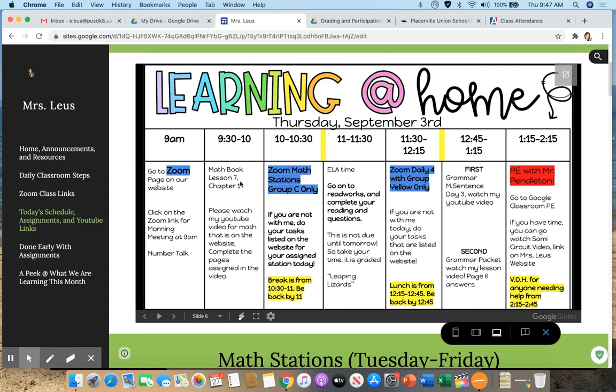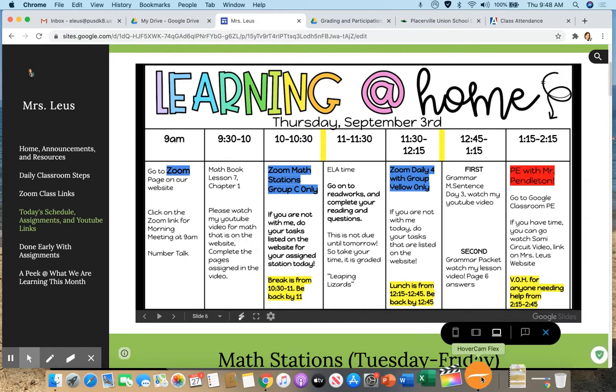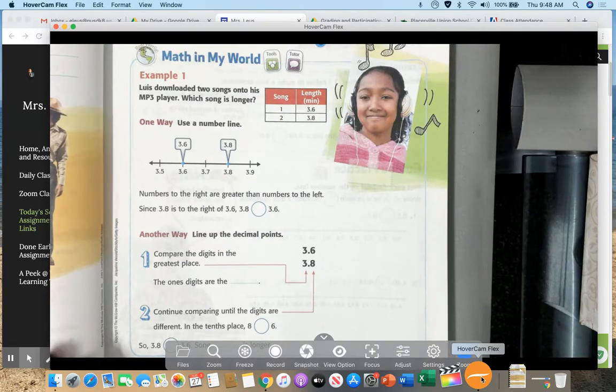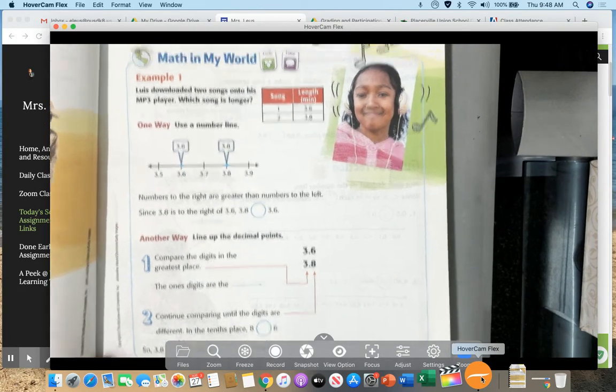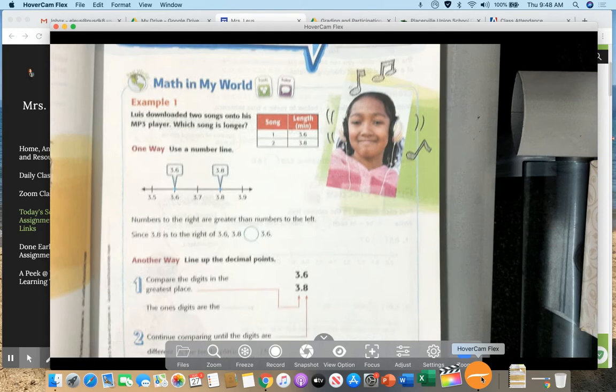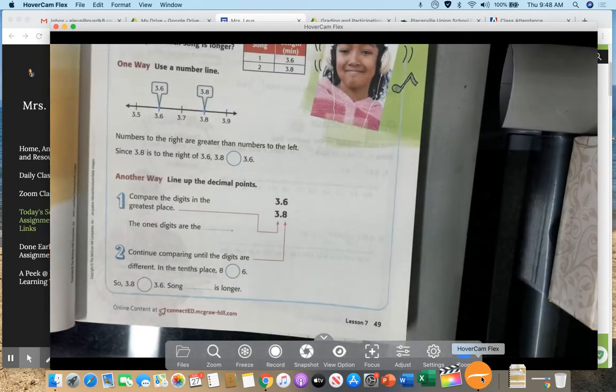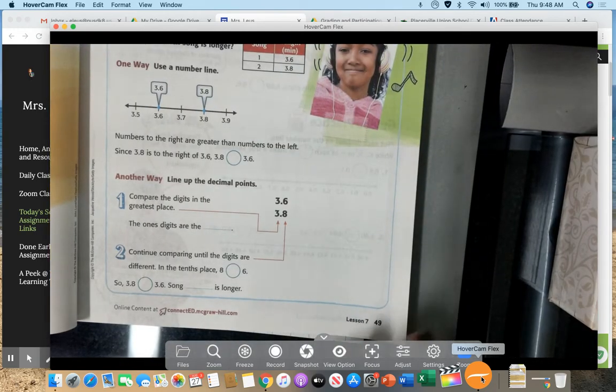It is 9:30, and you guys are going to be doing lesson 7 out of your math book in chapter 1. You are watching both videos for today's lesson as we compare decimals. So let's go ahead and get into our math book. Your math book for this lesson starts on page 49. So please turn to page 49 in your math book.